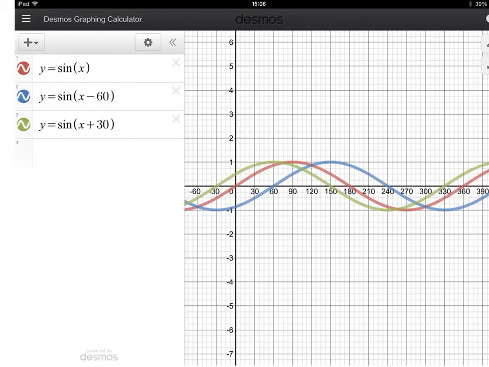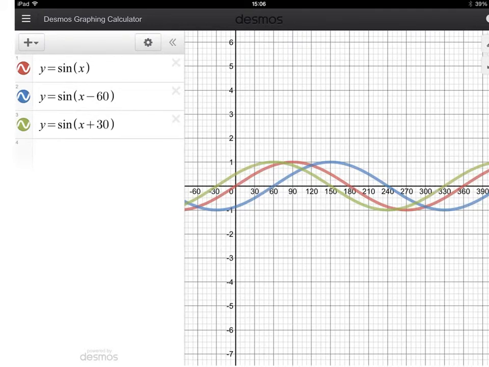So again, what we really want to be able to do is predict from the equation what's going to happen to the graph. So let's have a look. So the blue one is the sine of x minus 60. And as you can see, the red one, originally it starts at 0 here, but now the blue one has been shifted along and it starts at 60. And the green one, again, originally starts at 0, but now the green one, which is sine of x plus 30, starts at minus 30. So what happens here is the graph is getting moved sideways, side to side.